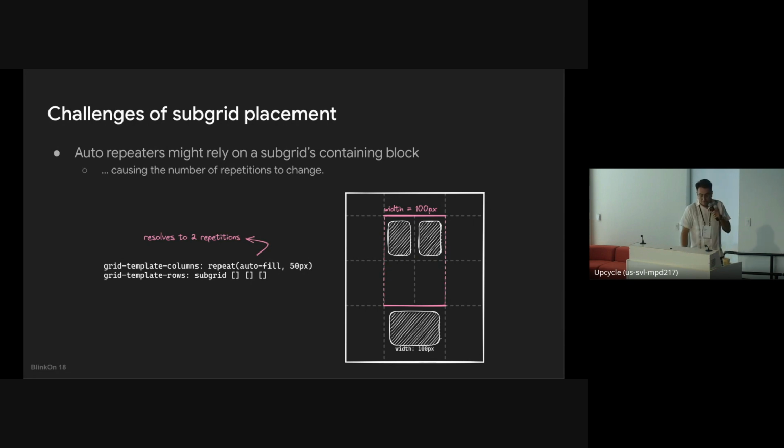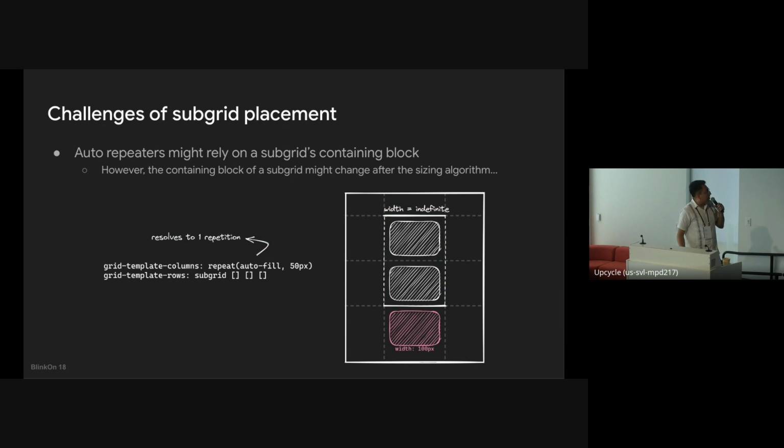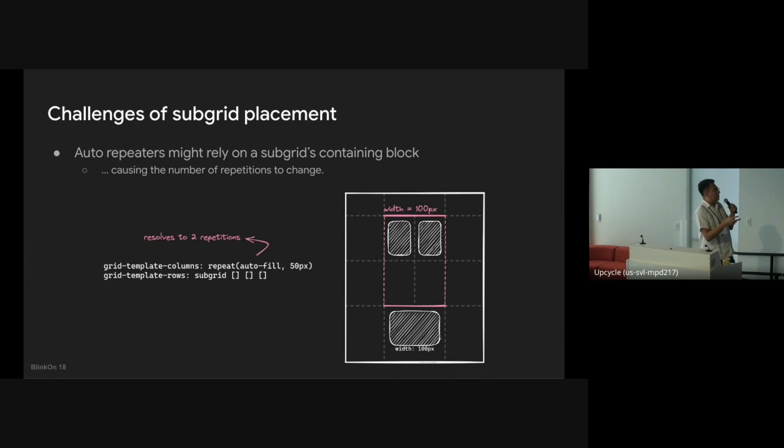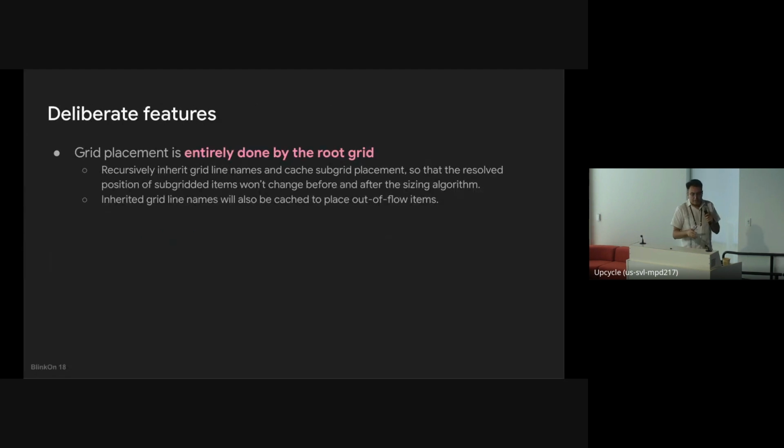If you remember from the past slide, we placed one item in the only column when we assumed that we had just 1 repetition, and the other one in the next row. And if we recompute and have 2 different results for the outer repetitions, then we will end up with the 2 of them being in the first row. That can result in some discrepancies in how we sized the items and how we actually laid them out. So that's why we decided that placement needed to be done entirely by the root grid. And it will be cached so that subgrids can reuse that.